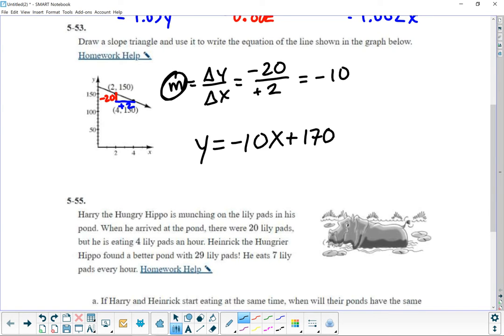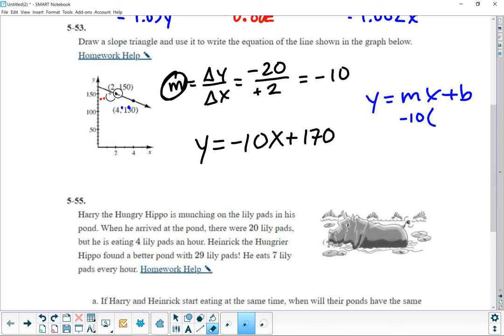But let's just say you did not know. Then you're going to have to use the y equals mx plus b method, meaning you're going to plug in your m, which is negative 10. You're going to plug in your x, and you can pick either one of these. You can pick either the 4 and the 130 or the 2 and the 150. I'm going to use 2 and 150. So for the x, it's going to be 2.